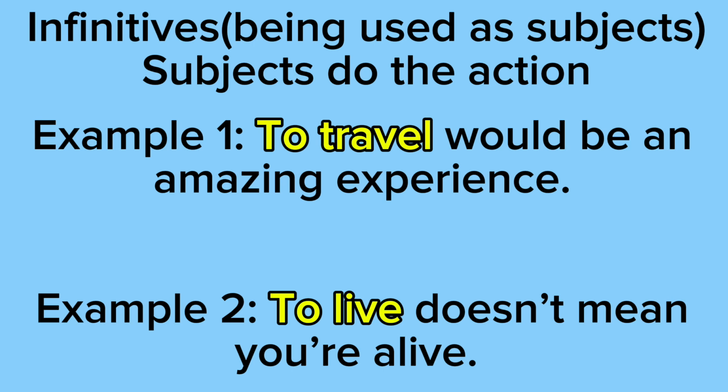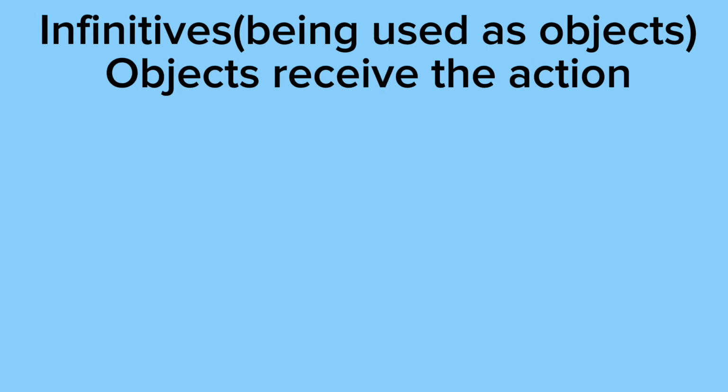Example 2 says to live doesn't mean you're alive. So remember, the subject does the action. So the subject comes before the verb. In this case, the infinitive is the subject and it comes before the verb doesn't. Well, the verb is does, but this is a negative, so it will be doesn't. And to live would be considered a noun, a person, place, or thing. It's a general concept.